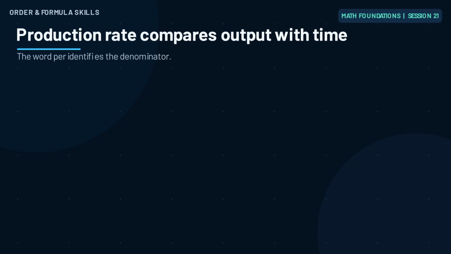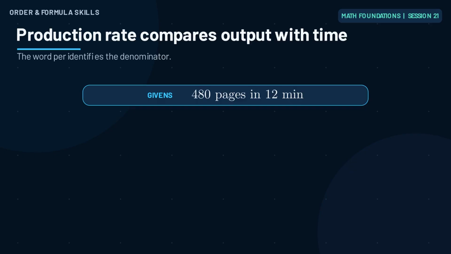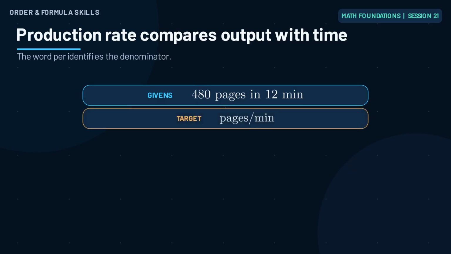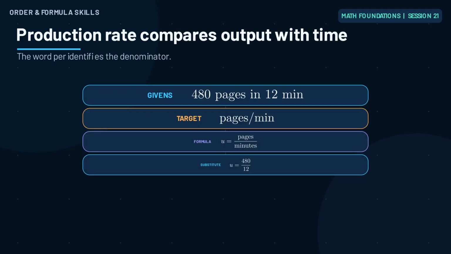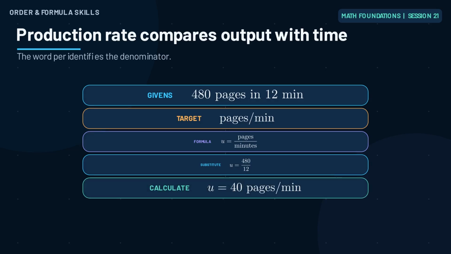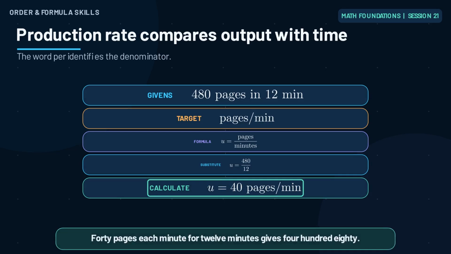Unit rates also compare work produced with time. A printer produces 480 pages in 12 minutes. Find pages produced per minute. Production rate equals pages divided by minutes. Divide 480 by 12. The result is 40. The printer produces 40 pages per minute. 40 pages each minute for 12 minutes gives 480 pages. The word per identifies the denominator of the rate.